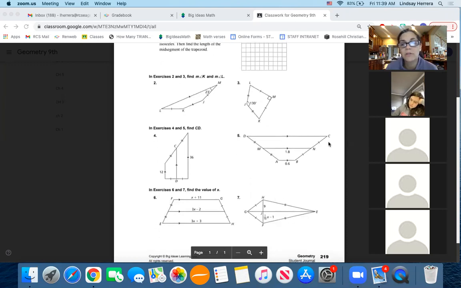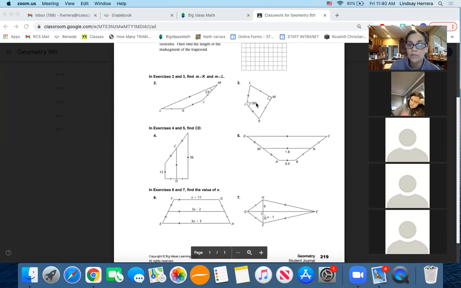Okay, let's look at number 3. Number 3 is a kite, and we know it's a kite because we have consecutive sides congruent, okay? So this angle here is 30, and this one over here is 90. And we know that with a kite, we have one set of opposite angles congruent. So we know L and K are going to be congruent.